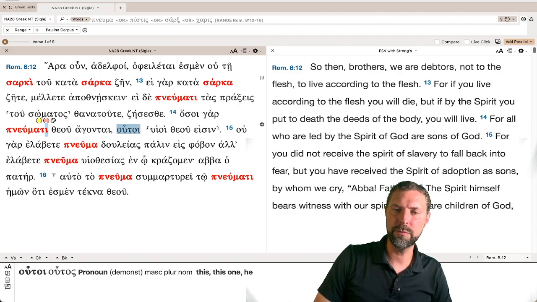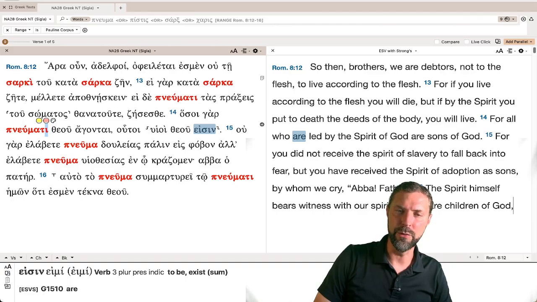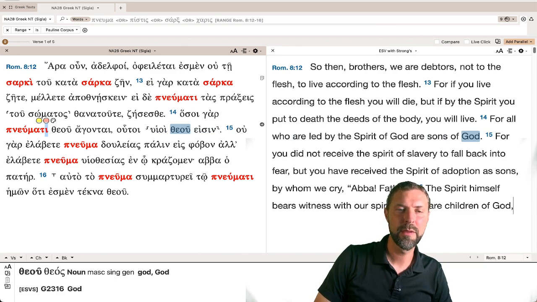This is a demonstrative pronoun. I believe we have learned these. These are, there's our form, third person plural, "sons of God," masculine nominative plural, sons, and God is masculine singular genitive.